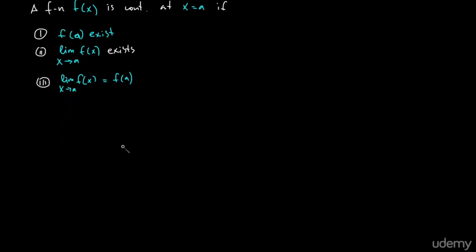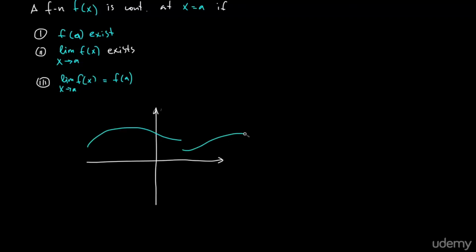So let's take a look at an example. Let's have a function that looks like this. Let me just draw it. So essentially we have, let's say, a line going like this, and then we have a line going like this. At point 2, for example, you can see that the function is continuous because the limits exist. If you approach from the left or from the right, you're going to get the same value. That's the value of the function.